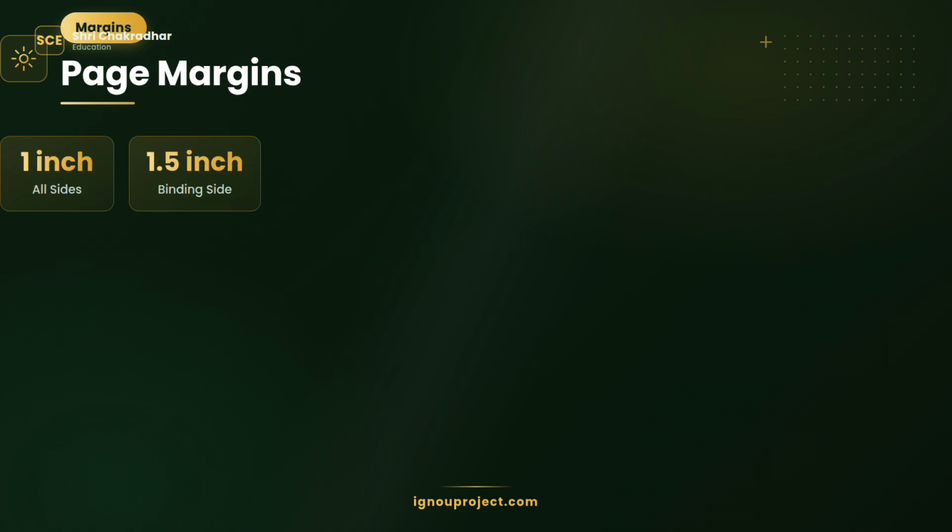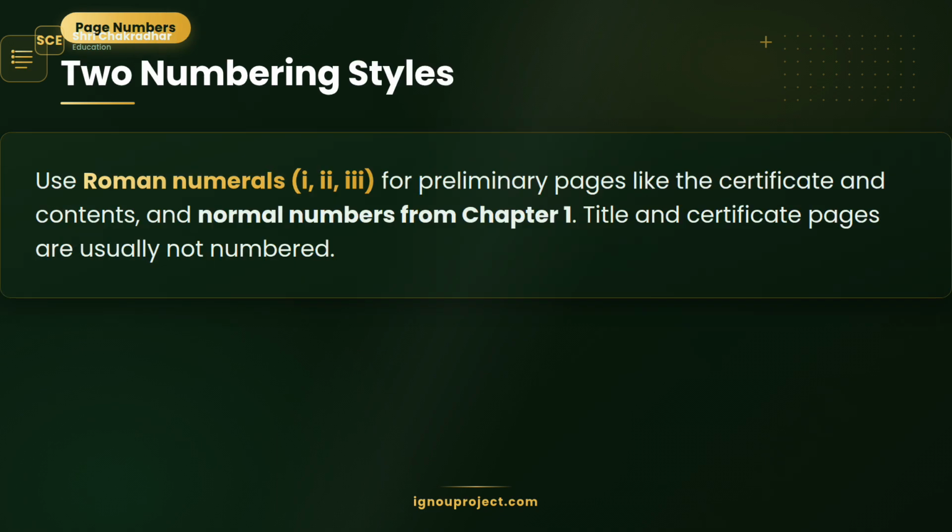Margins: 1 inch on all sides and about 1.5 inches on the binding side. Page numbers: Roman numerals for the preliminary pages like the certificate and contents, and normal numbers from chapter 1 onward. The title and certificate pages are usually not numbered.